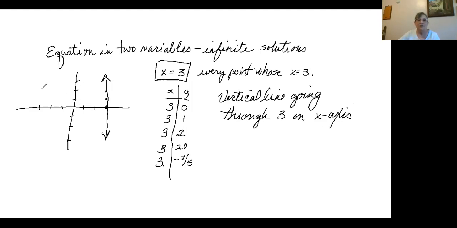Likewise, a line like this, a horizontal line, if this is the graph of every point whose X value is 3, this is the graph of every point whose Y value is 2. Notice that they cross at the point 3, 2.